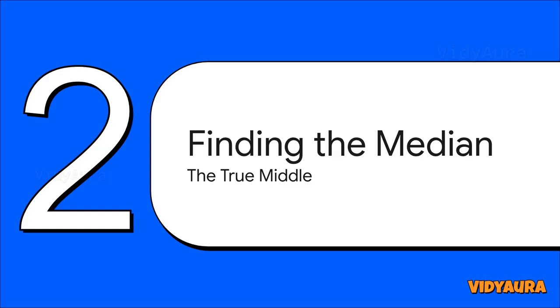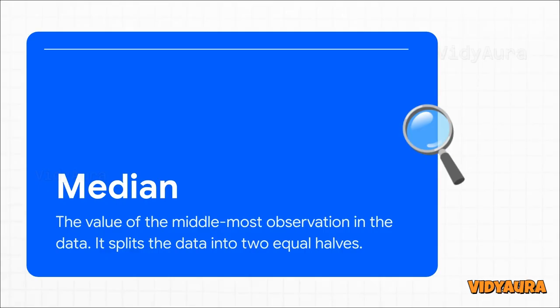But now let's find a totally different kind of center, the median. This is the true middle point of our data. And for this, we're going to switch to a new example using student test scores. Think of the median as the 50-yard line of your data. Exactly half the values are below it, and the other half are above it. It's the physical center of the entire data set.